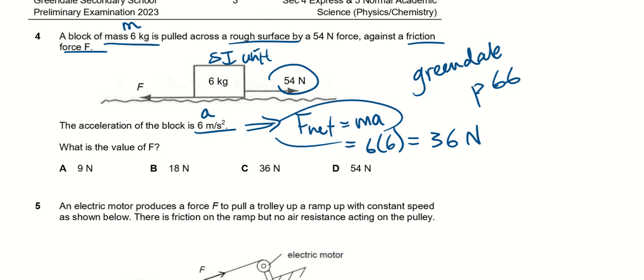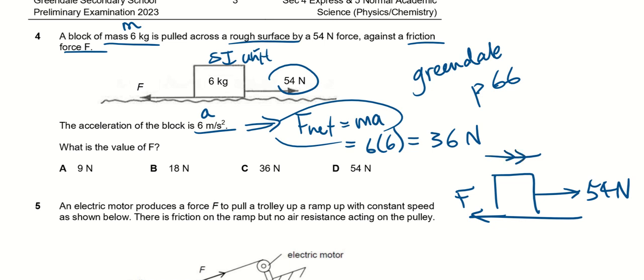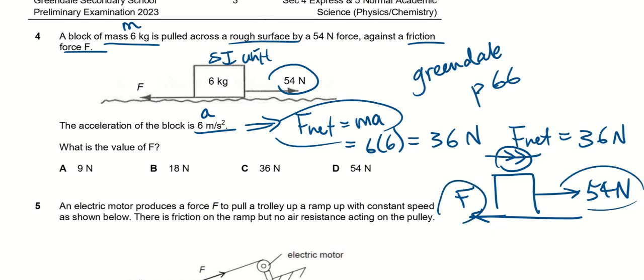So that means the F net, I'm going to just redraw the free body diagram here. 54 Newton, unknown frictional force. So how do we draw F net? It is always drawn not touching the object with a double arrow. So due to the interaction of these two forces, my F net is going to be 36 Newton.